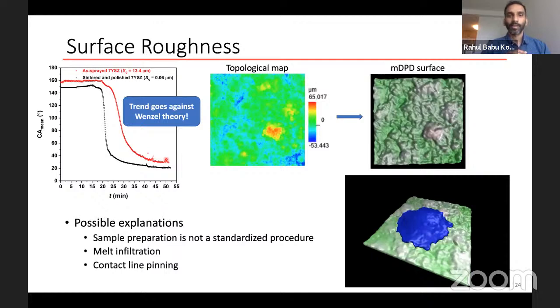Here is a snapshot. Sorry, not a snapshot. This is the topological map of a small scanned region of this surface, the 7YSZ surface. And we used this height information, basically that's the roughness on the surface, and we generated the MDPD surface. And you can see it's a very random rough surface here.